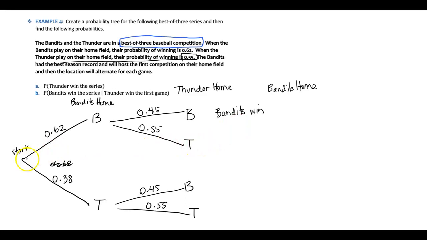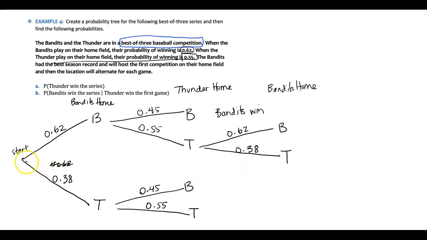The next scenario is the Bandits won the first game and the Thunder won the second game, so they're tied 1 game each. There needs to be a third game, and either the Bandits could win or the Thunder could win. But because we're back at the Bandits' home field, the Bandits playing on their home field, the probability of winning is 0.62. So 0.62 for the Bandits, and 1 minus 0.62 is 0.38 for the Thunder.